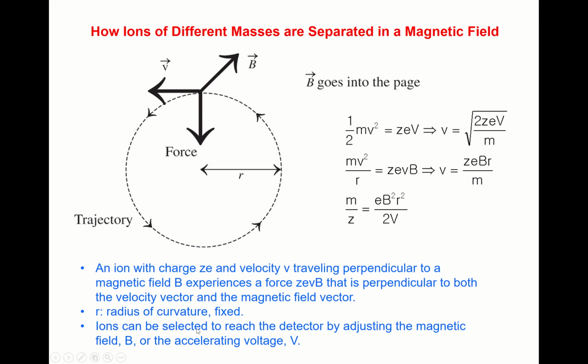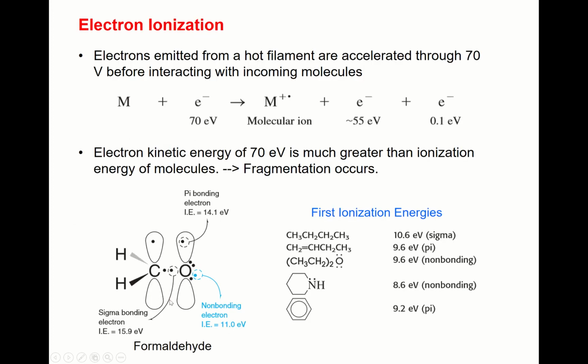Ions can be selected to reach the detector by adjusting the magnetic field intensity or the accelerating voltage V, although it is not given here. That's the principle, and let's stop temporarily here.